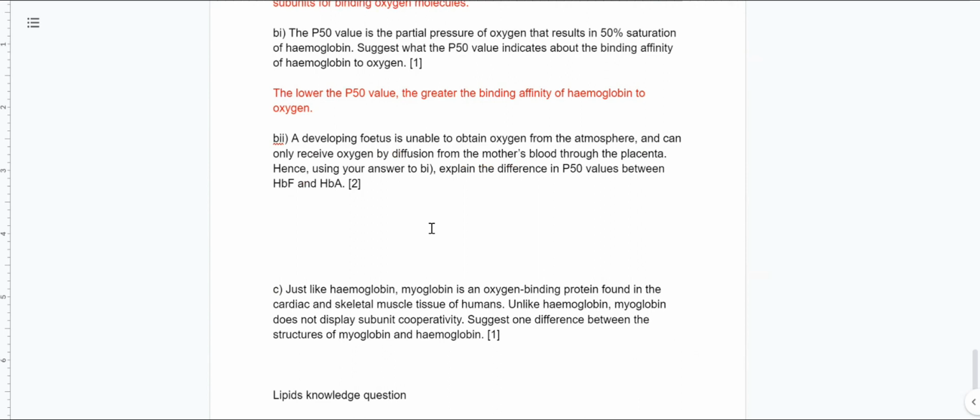Okay, so for B part 2, there is another interesting context given to us. It gives us information about how a developing fetus is unable to obtain oxygen from the atmosphere and can only receive oxygen by diffusion from the mother's blood through the placenta. So they want us to use our answer for B part 1 to explain the difference in P50 values between HbF and HbA. For B part 1, we already established that the lower the P50 value, the greater the binding affinity of hemoglobin for oxygen.